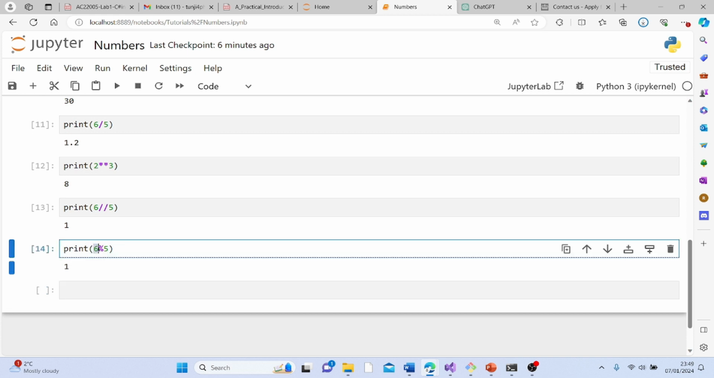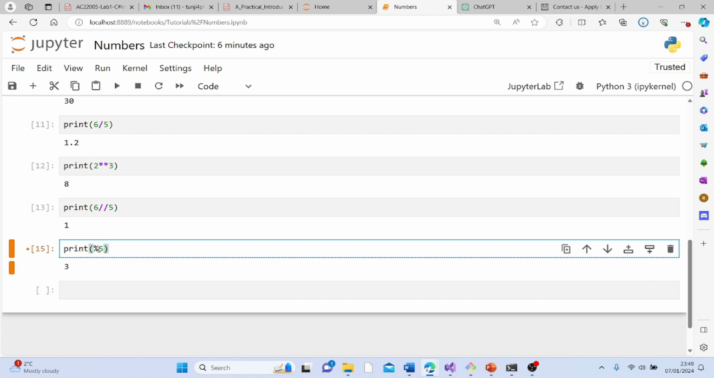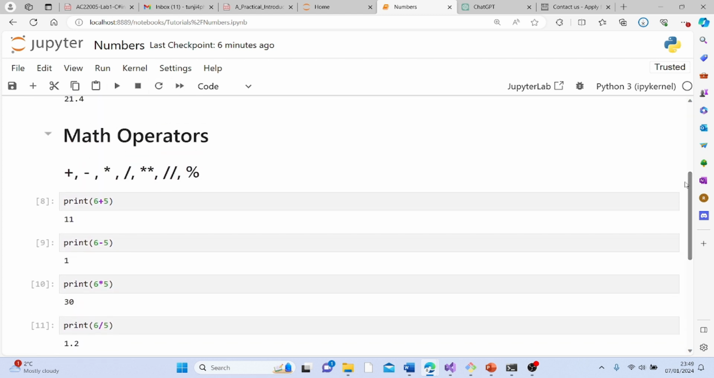And if you have, let's say, 8, if you divide 8 by 5, it will go one time and there will be remainder 3. So the value here will be 3. If you divide, let's say, 12 by 5, it will go 2 times and the remainder will be 2. So if you look at this, it will give you remainder 2. So that is how the modulo operator works.